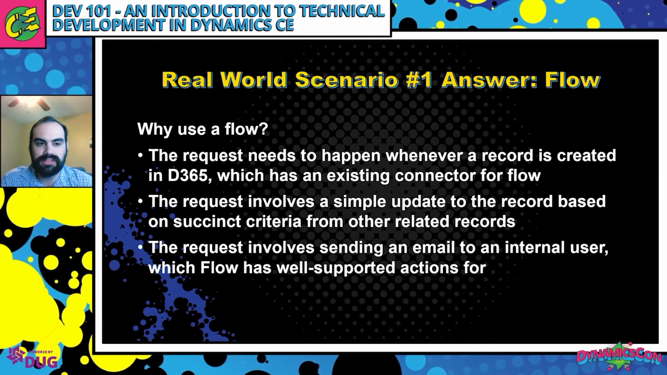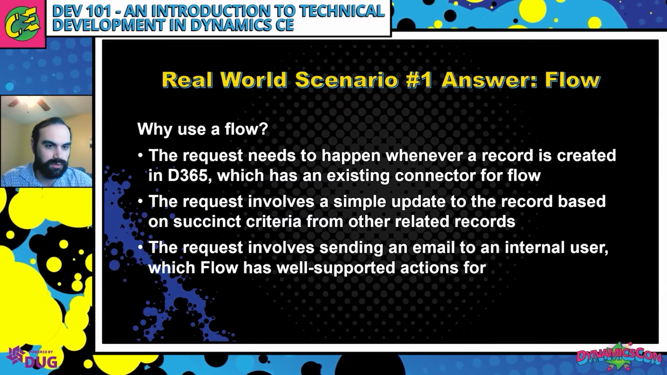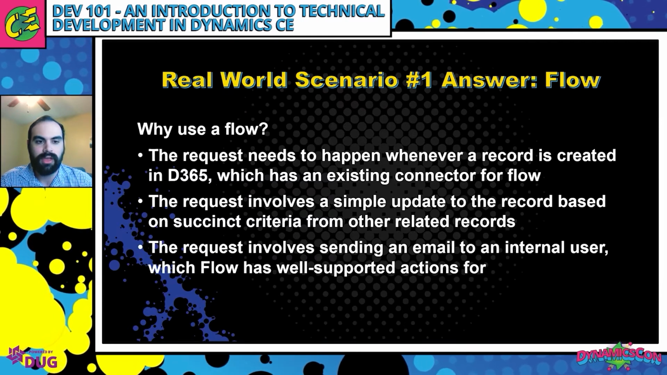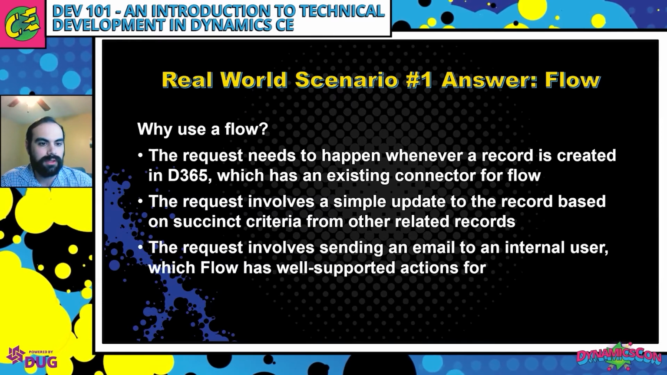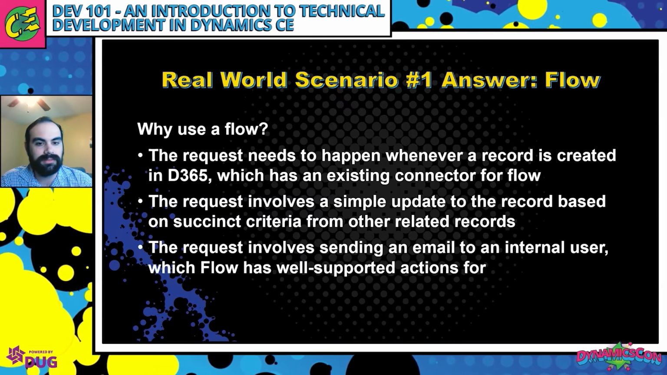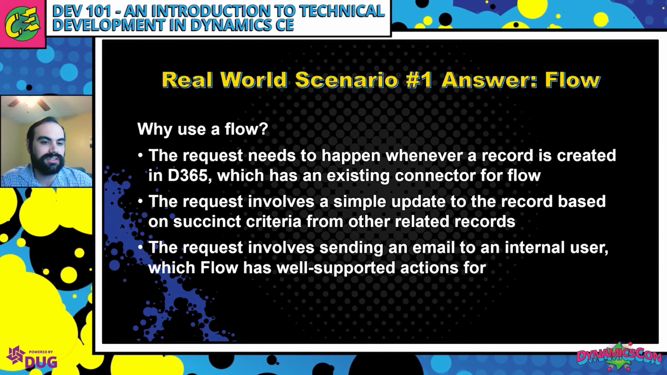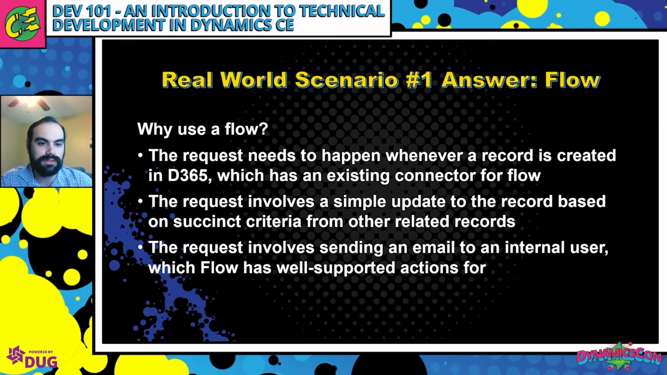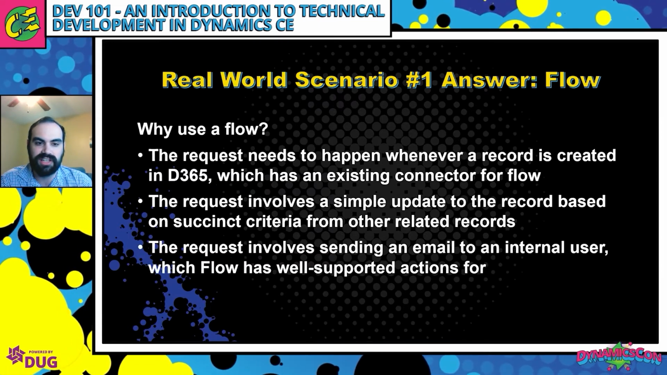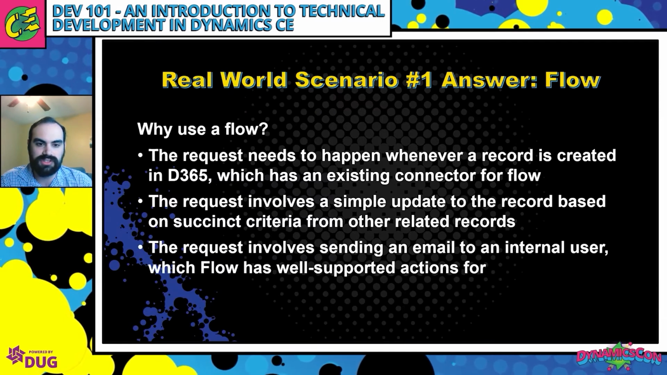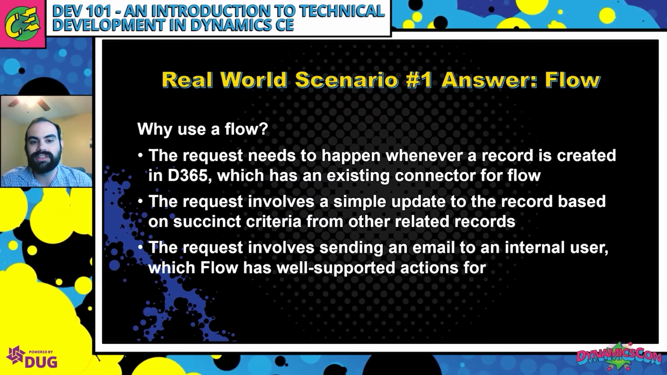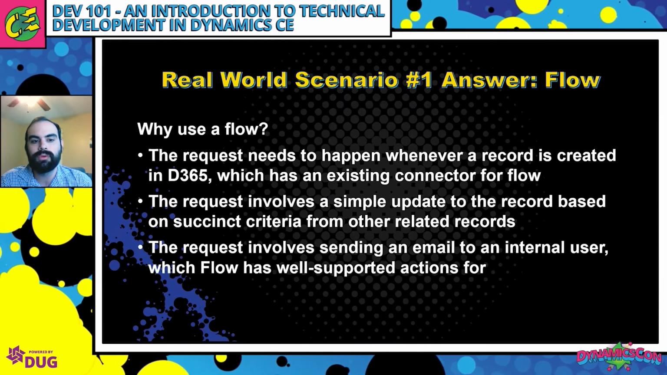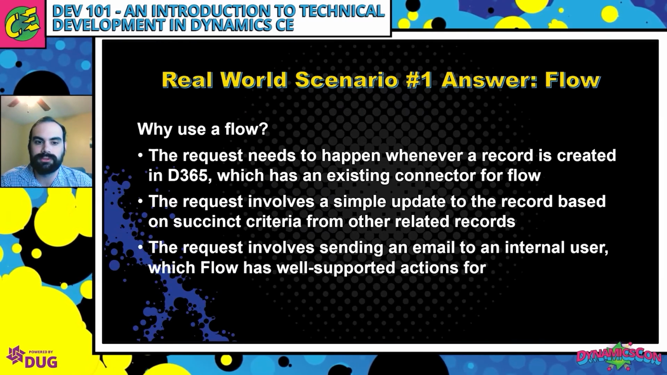So we need something to happen when a record is created within D365. We happen to have an existing connector for flow for this type of event. The request involves a simple update to the record based on succinct criteria from other related records. So you don't have any kind of really complex calculations or decision-making or anything else going on here. And the request involves sending an email to an internal user, which Flow has well-supported actions for.